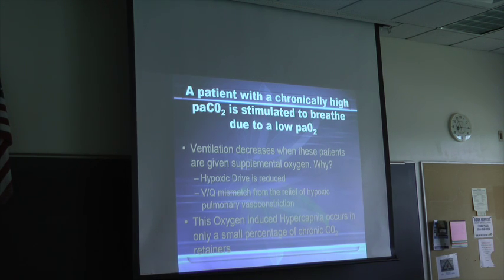And when you're reading in the textbook, it also talks about the reason for it happening. It says VQ mismatch from the relief of hypoxic pulmonary vasoconstriction is the reason that ventilation decreases. I don't know, when you read it and you come across it, see if it makes sense to you. But the other argument is that the body is used to a certain level at that point, and anything over that is just going to throw them off totally, right? Yeah, they're used to having a low level of oxygen, and too much throws it off.